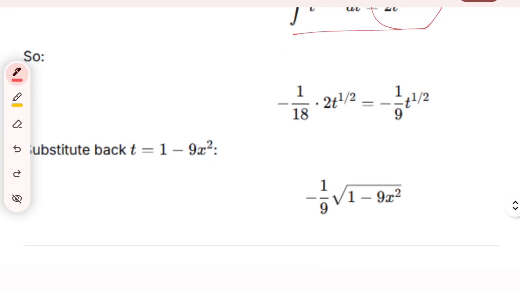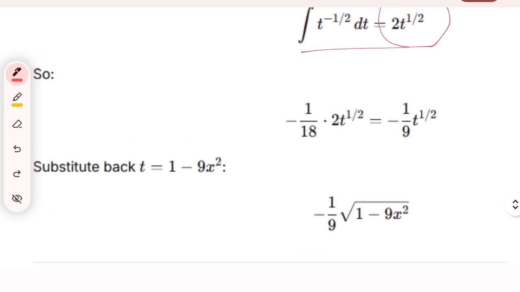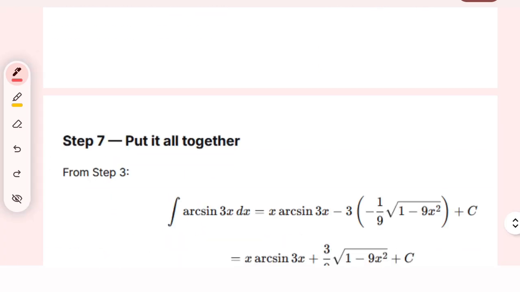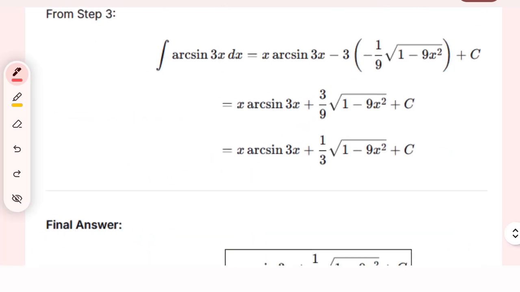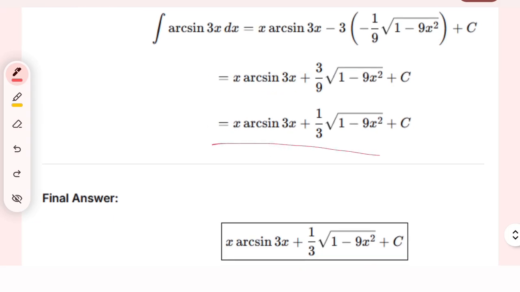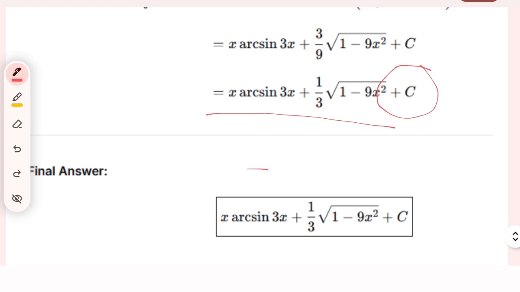All right. Or equal to like this, right? And then you substitute it back to the t, and the final answer, if you put them all together, or remember, once you reach your final answer, always add the constant of integration, which is c. Don't forget to add c as the constant of integration. So your final answer would look like this, right? Plus c.